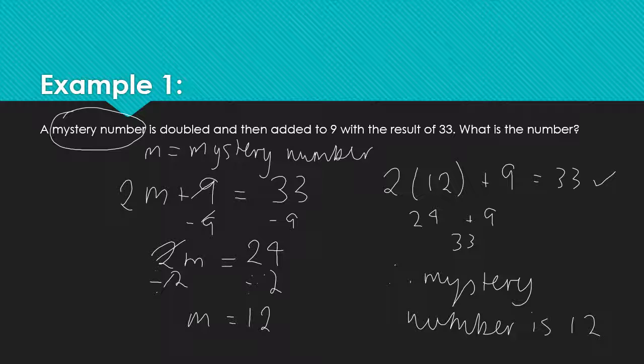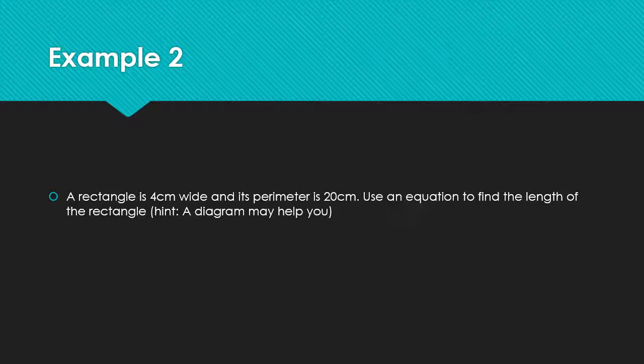I think there are about 3 examples. Alright, next example. A rectangle is 40 centimeters wide and its perimeter is 20 centimeters. Use an equation to find the length of the rectangle. Hint, a diagram might help you. If there's a hint, use it. If you want, again, pause it here, write down the question and maybe try and figure it out yourself. When you unpause it, we'll go through the solutions.